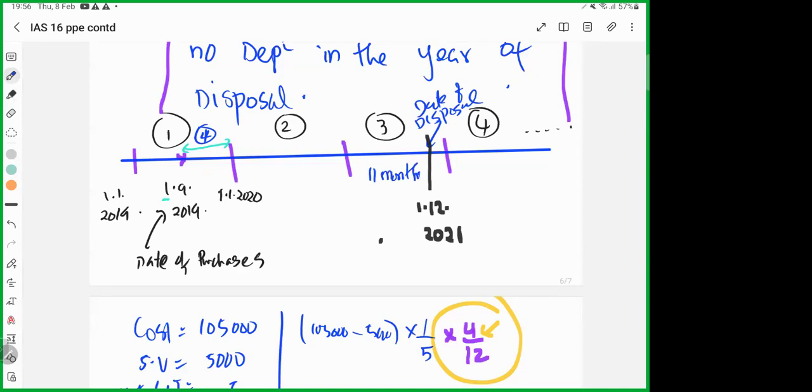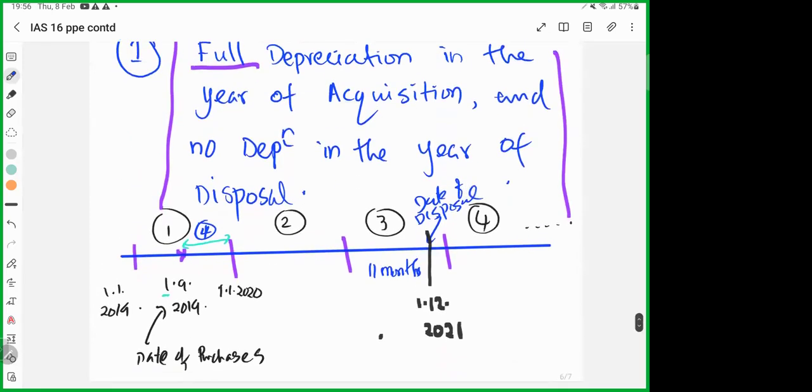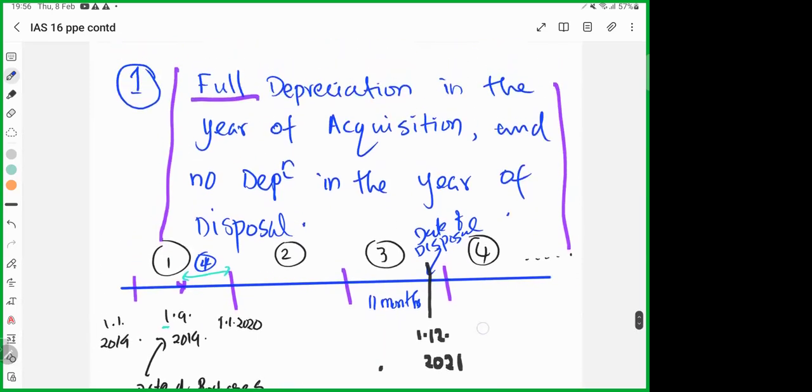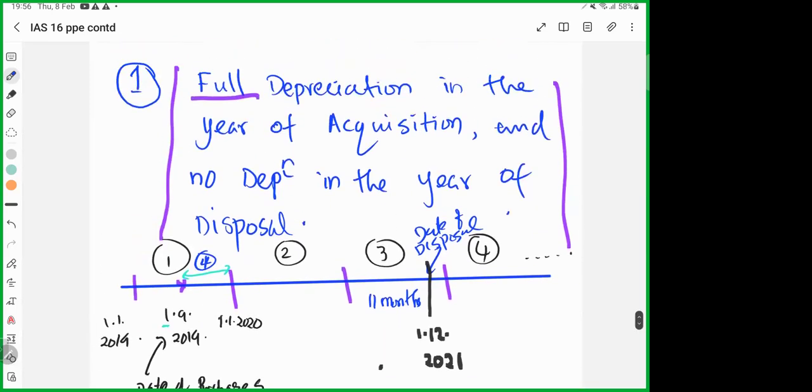Okay. Now, if I ask you a question, in year 3, how can I calculate depreciation? How much will be my depreciation? And if you make the full year mistake, definitely, I am going to buy a ticket and come to Riyadh. Tell me what is the depreciation for year 3. Please read this policy and then answer me. No depreciation in the year of the disposal. Okay. Now it's clear. So how much is the depreciation for year 3?